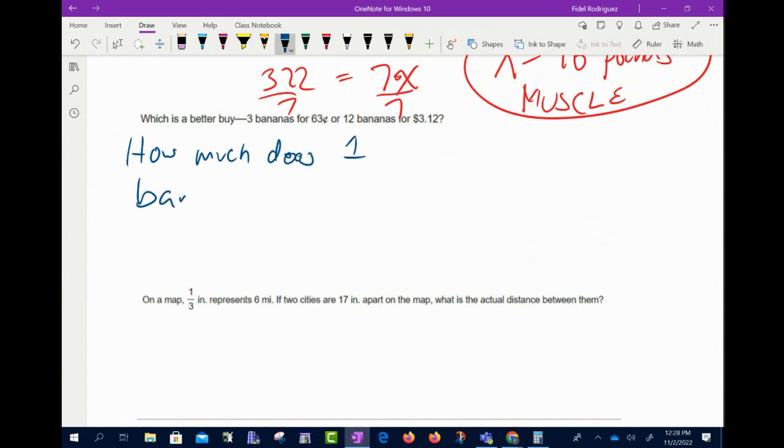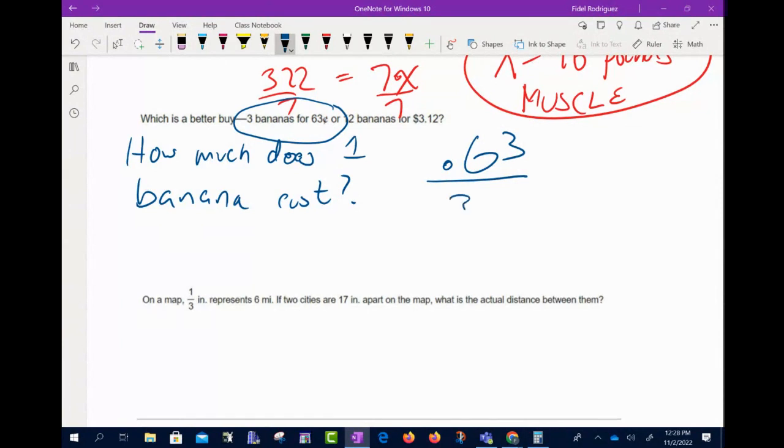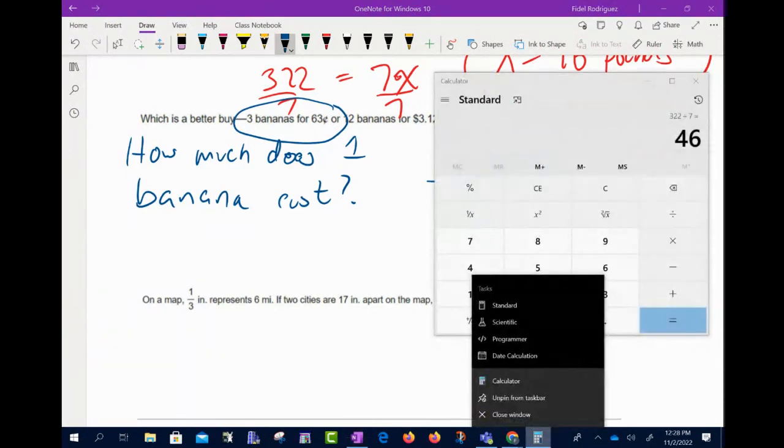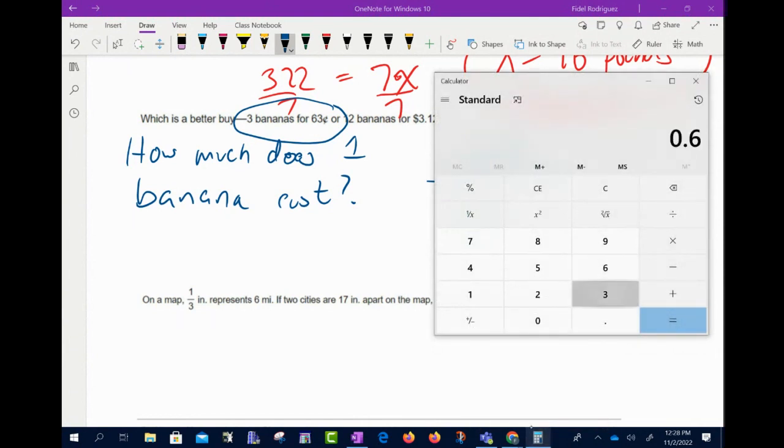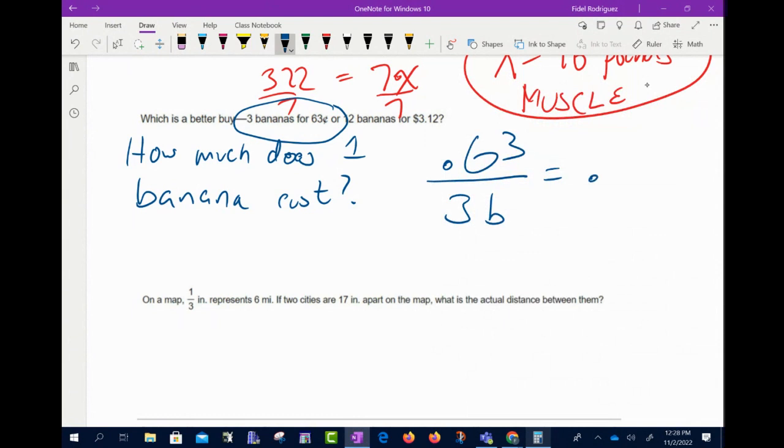does 1 banana cost, right? So you'd say to your students, okay, look, let's take a look here. 63 cents. Remember, in terms of a dollar, that's 0.63, and that's 3 bananas. So we would take our calculators again, right? And we'd say, look, 0.63 divided by 3. So each banana is 21 cents, right?